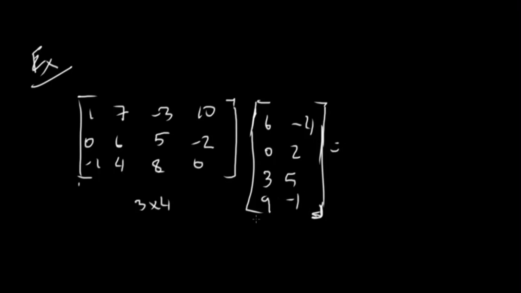All right, so what does this look like? Well, first of all, let's double check. This is 4 by 2. So before we even proceed, we know that the final answer is going to be 3 by 2.